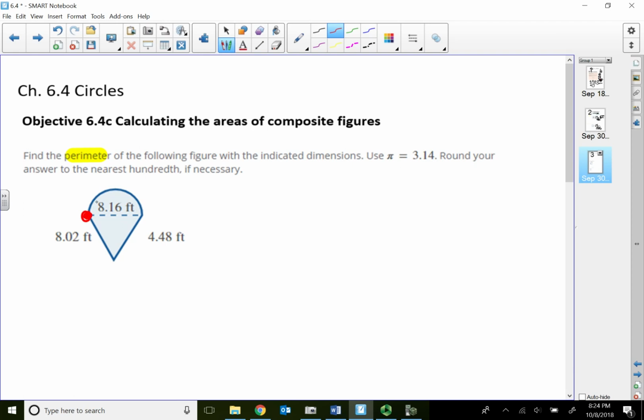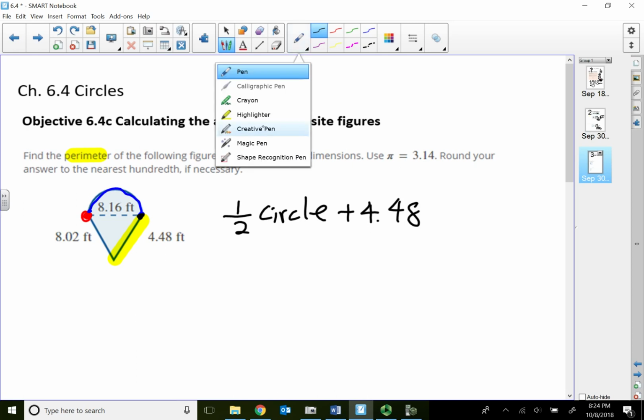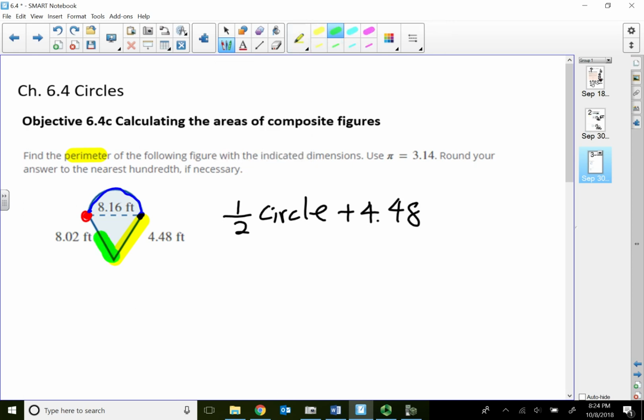If I'm starting here and travel all the way around to this side, what I have traveled is half of a circle. To go back to my red points, I have to continue to go down this way, which is 4.48 feet. So I will add 4.48. To go back up to my red point, I will need to add 8.02.